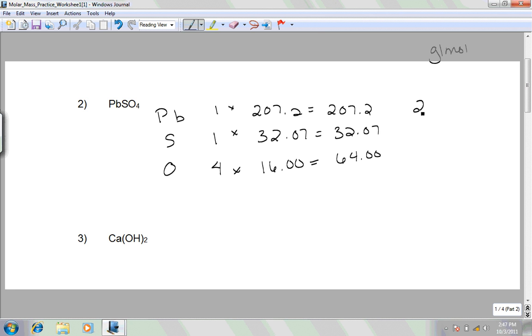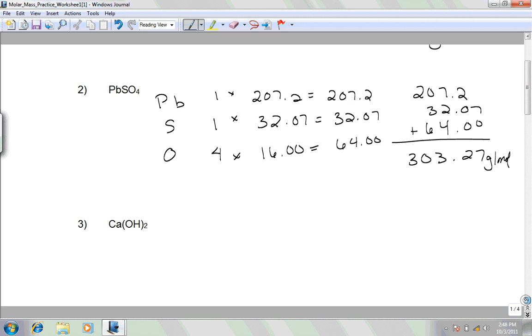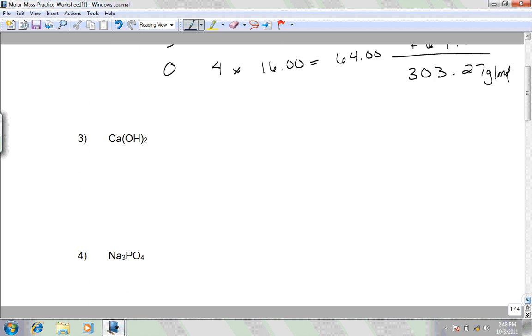You're going to add all these numbers together. And that comes out to be 303.27. I'm just going to go ahead and go straight to grams per mole, even though it's also AMUs.